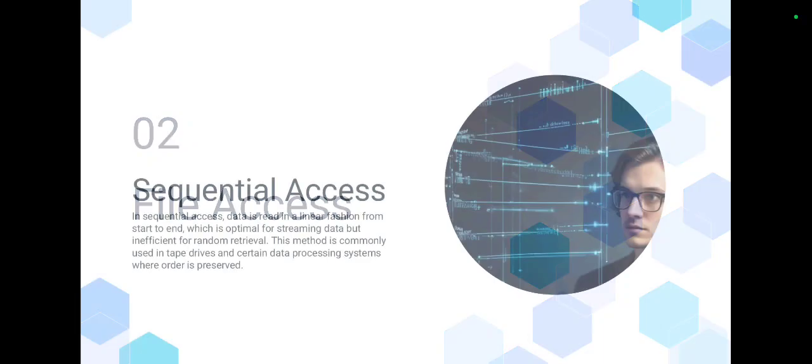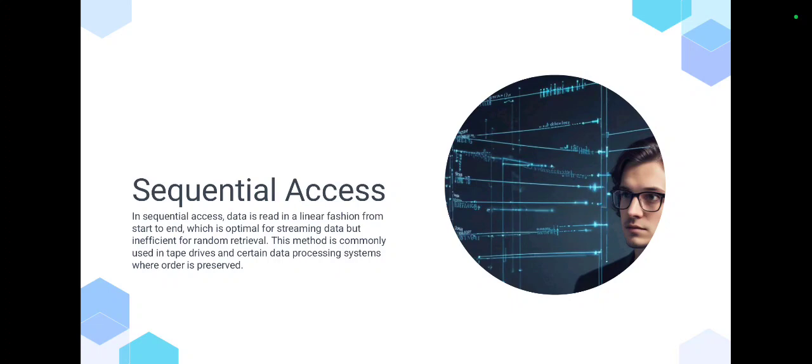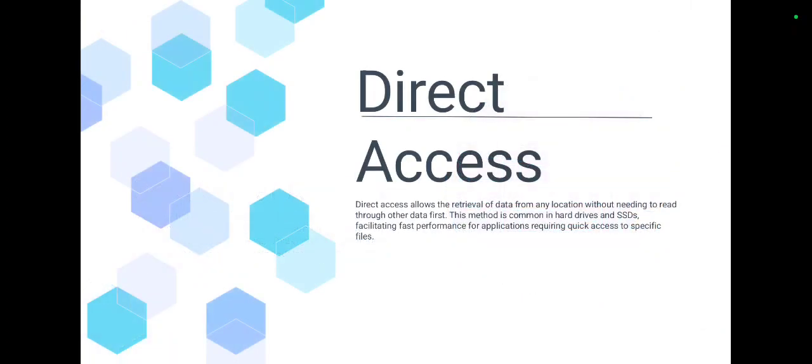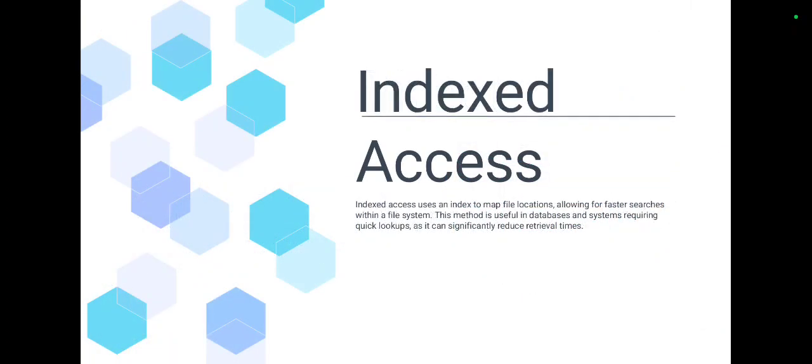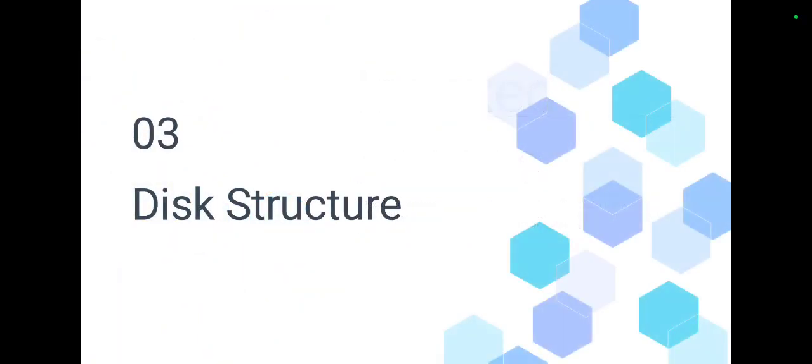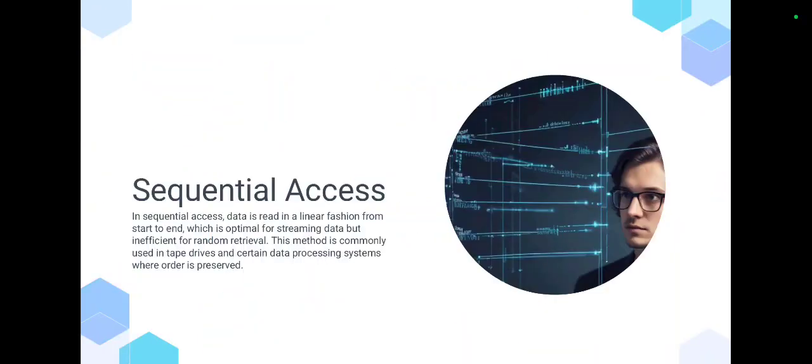So once we have stored the files, accessing is the main thing we have to do. So let's see about file access. There are many types of access. One is sequential access, another is direct access, and another is indexed access. So let's read about these three.